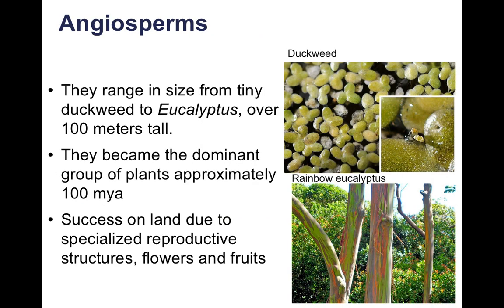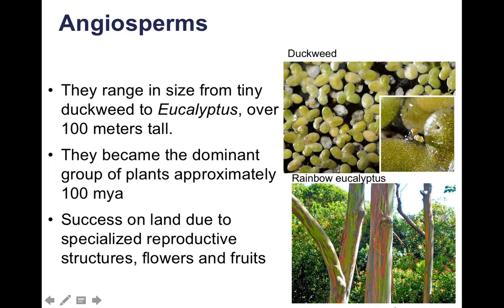So angiosperms can range in size from being very, very small. The smallest angiosperm is actually duckweed. You may have seen this growing in ponds. It produces a tiny flower. Each duckweed leaf is probably a few millimeters in diameter, and then this is a close-up of one of these tiny leaves showing the tiny little flower.